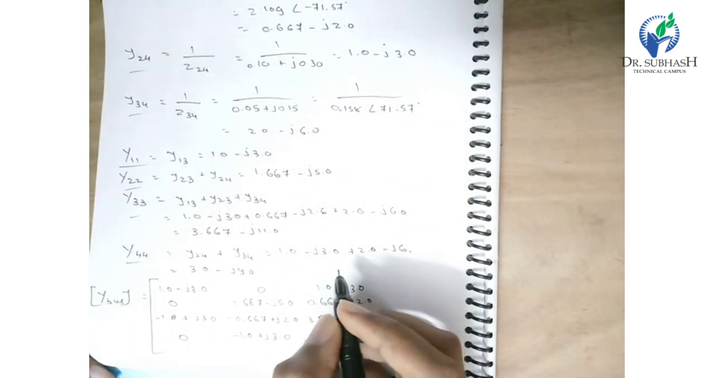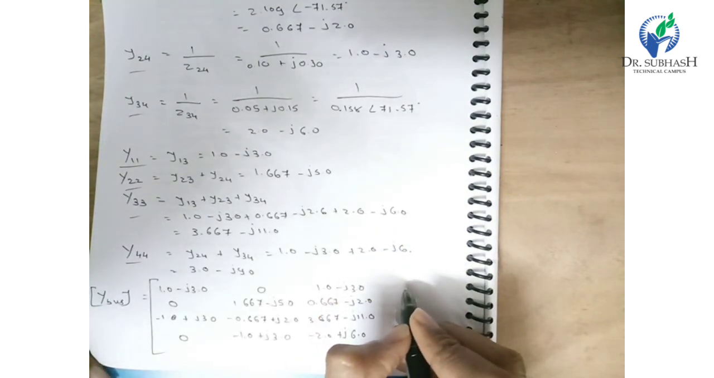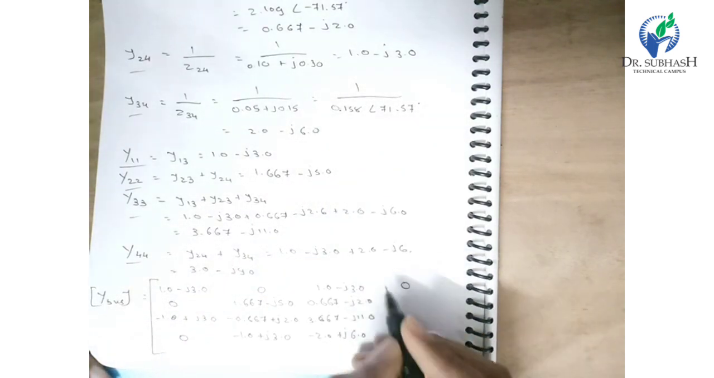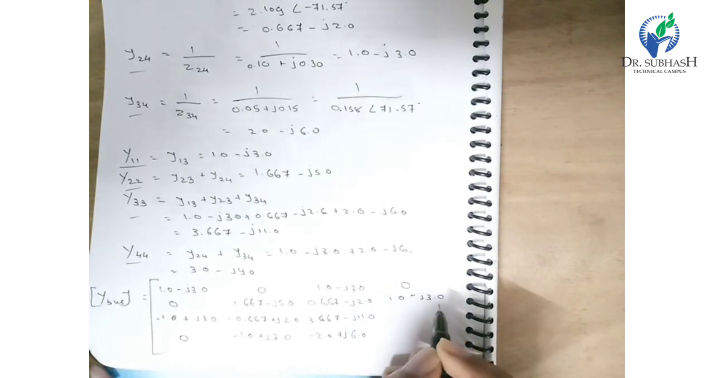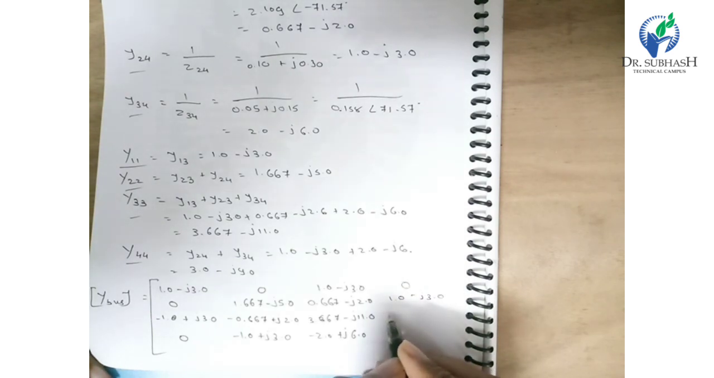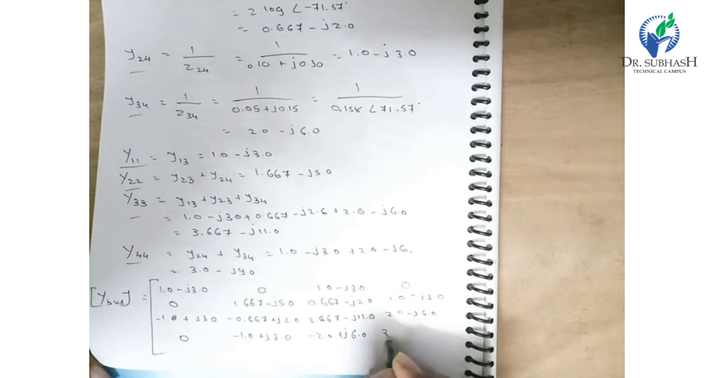And the fourth column, there is no connection between them, so the output is 0. And the next line output is 1.0 minus j into 3.0. The third line will be 2.0 minus j into 6.0, and the fourth line is 3.0 minus j into 9.0. There is a matrix of the Y bus system that we should find first.